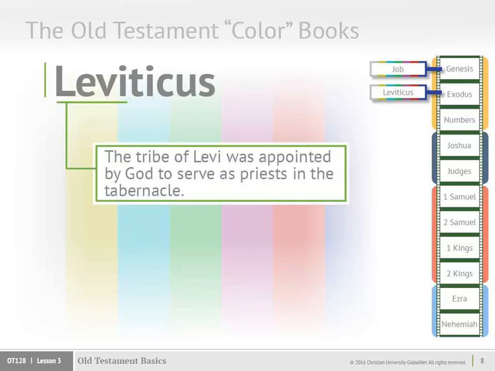The second color book is Leviticus. Notice the first 4 letters in the book's name, and you get a clue about its content. Levi was the tribe God appointed to serve the priestly functions in the tabernacle, and so this book that outlines all of Israel's religious practices is appropriately named Leviticus.